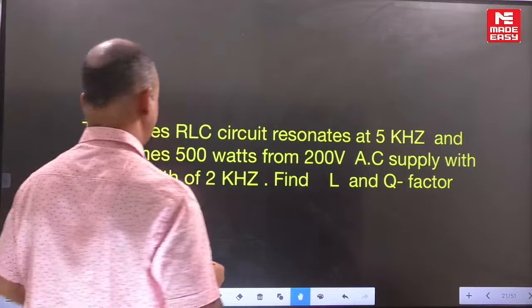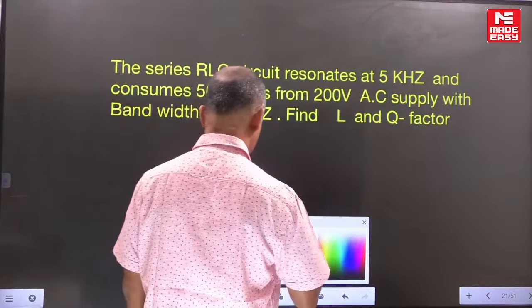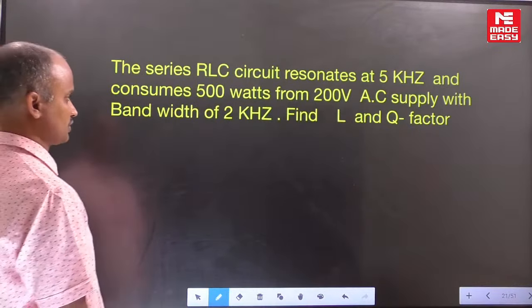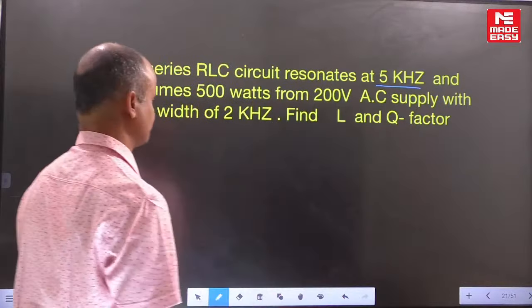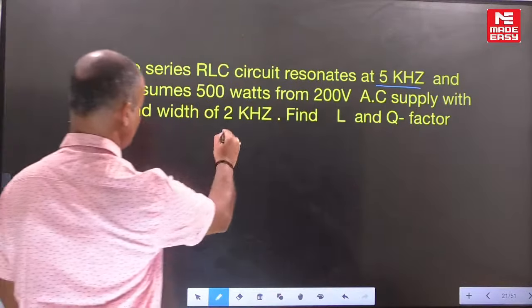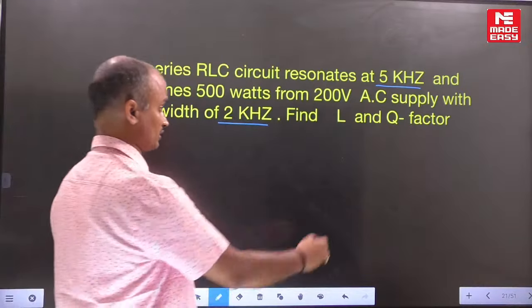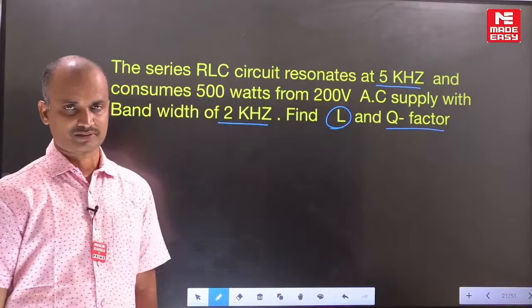Now come to the next one. Now correspond to this particular example. Here the resonant frequency is given. What is the resonant frequency? 5 Hz. The bandwidth is also given. One requirement is the quality factor, and the other requirement is the inductance.